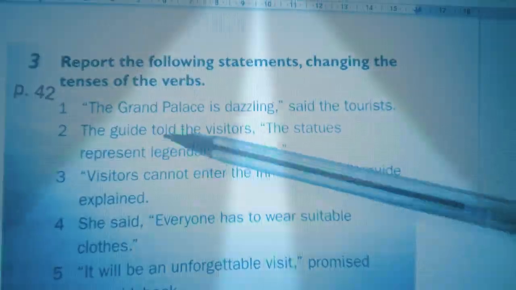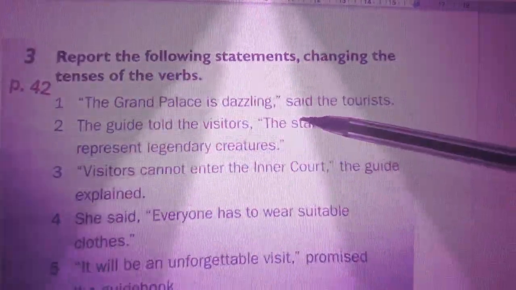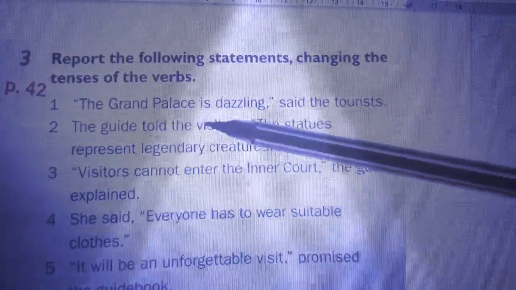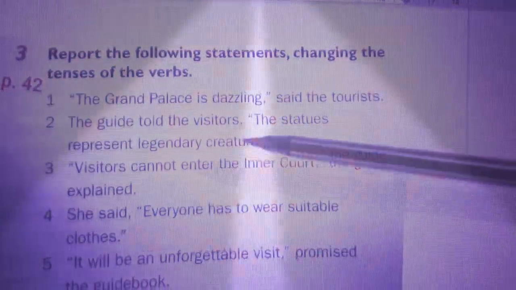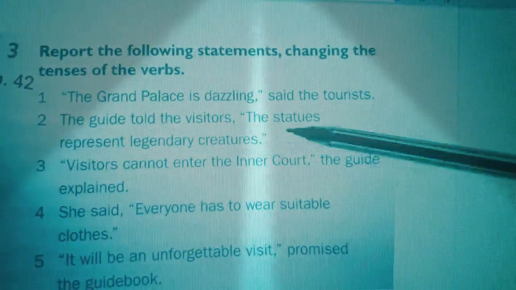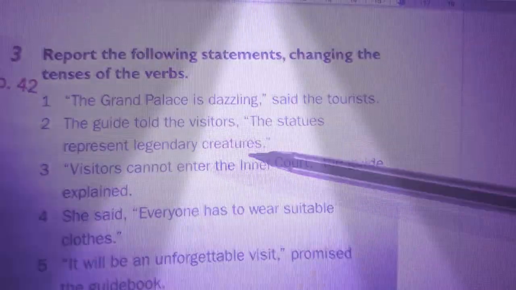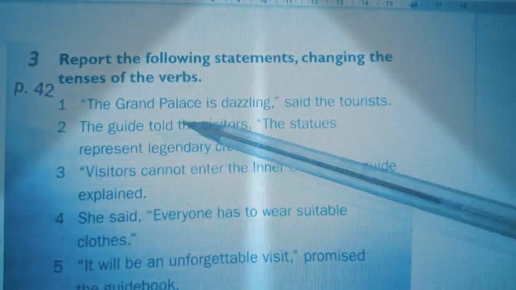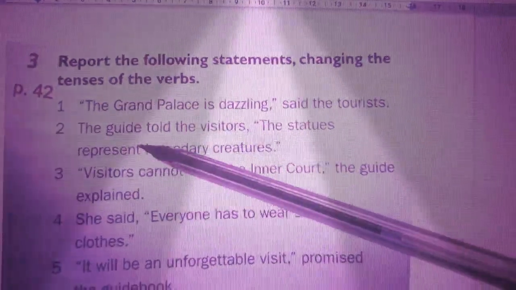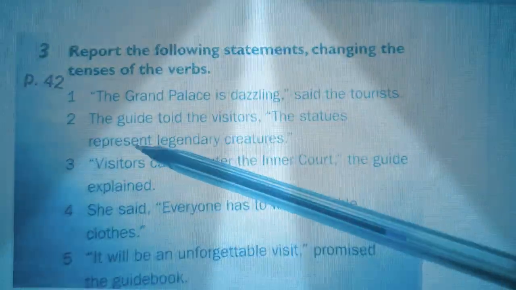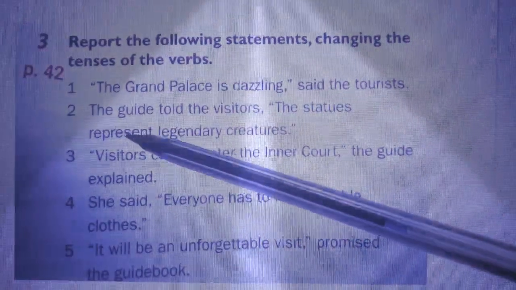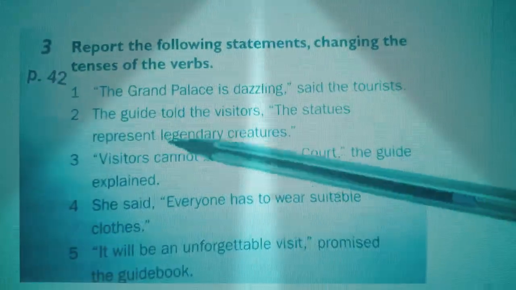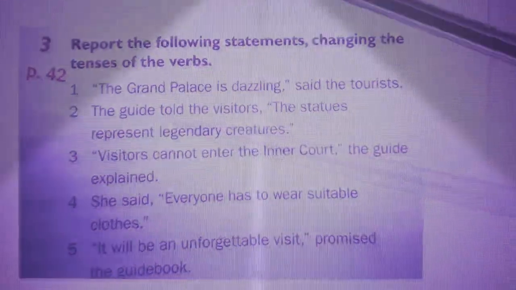Okay, move to 2. The guide told the visitors the statues represent legendary creatures. هاي التماثيل بتمثل مخلوقات أسطورية. تمام؟ The guide told the visitors. Notice, this is verb 1, present simple. So whenever you want to change it, you are going to use past simple. The back shift in tense is going to be to past simple, لأنه إحنا حكينا إنه الزمن الأبعد هو من the present simple للpast simple.